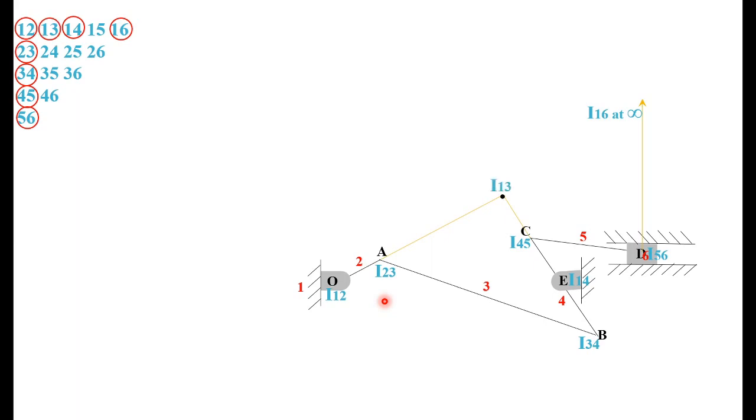Then we can locate 2 4. How will you locate 2 4 in a 4-bar mechanism? In the 4-bar mechanism, I13 and I24 you already located.